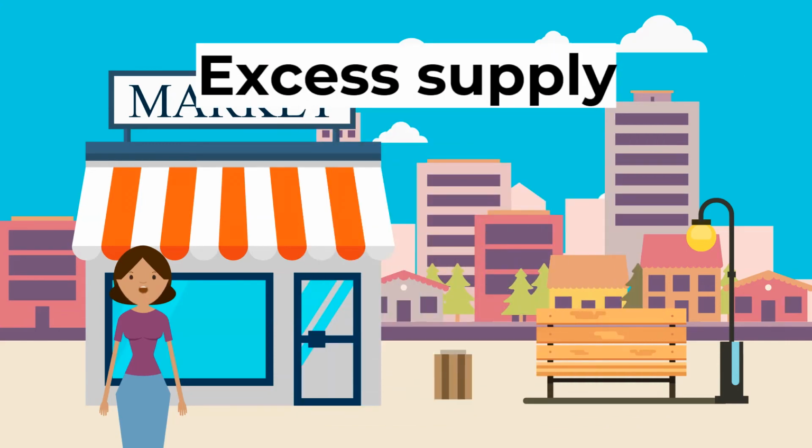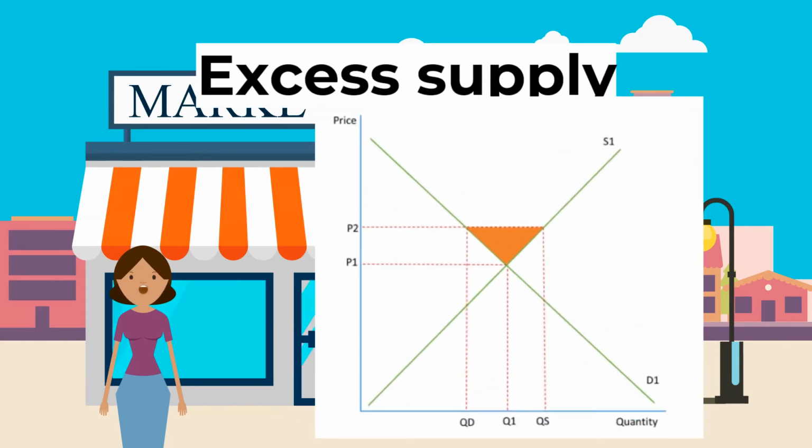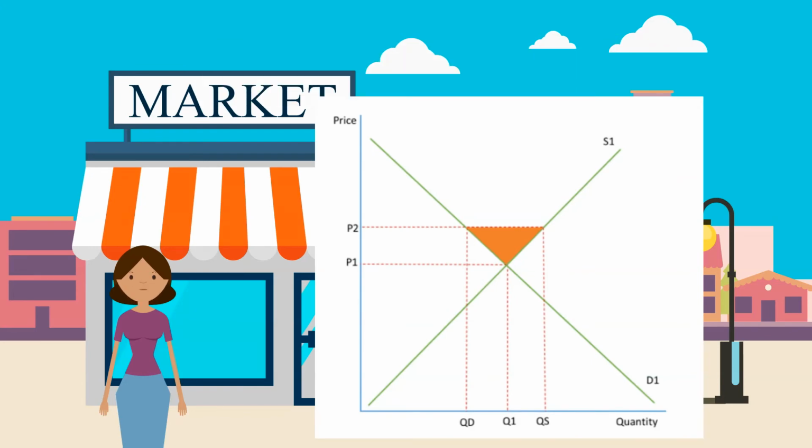How about excess supply? If the price is set higher than the equilibrium, then there is excess supply. At price P2, suppliers are willing to supply QS but consumers only demand QD, meaning there is an excess supply of the orange shaded area. Prices would have to fall.